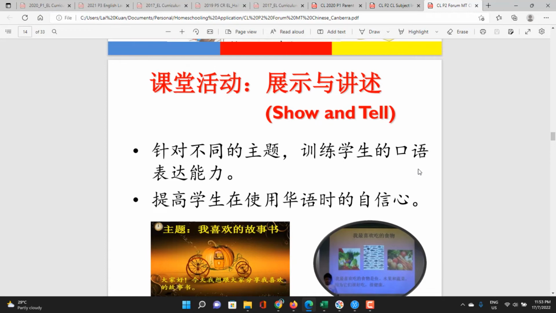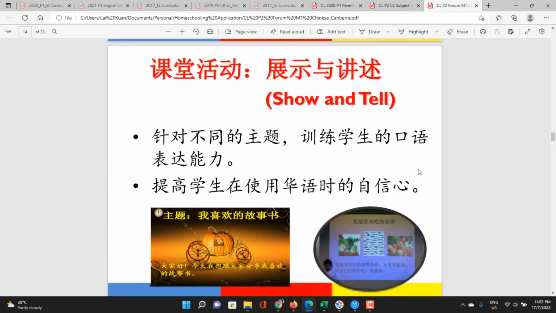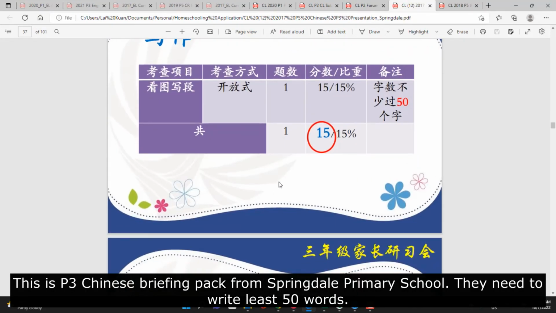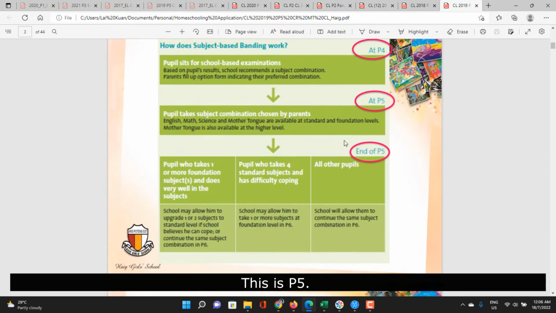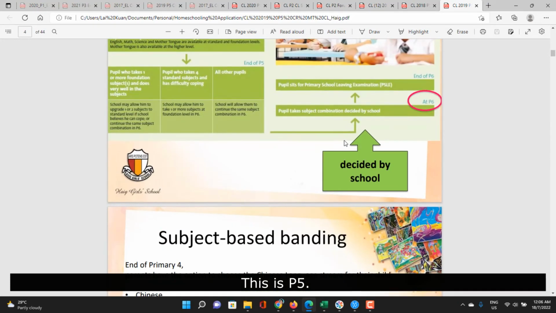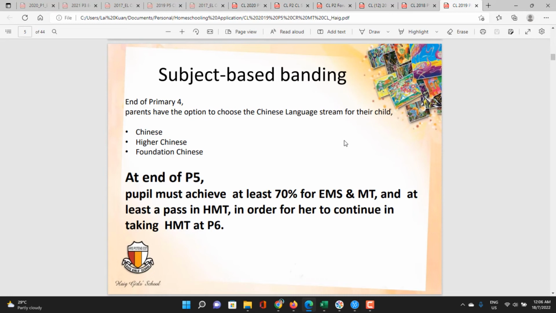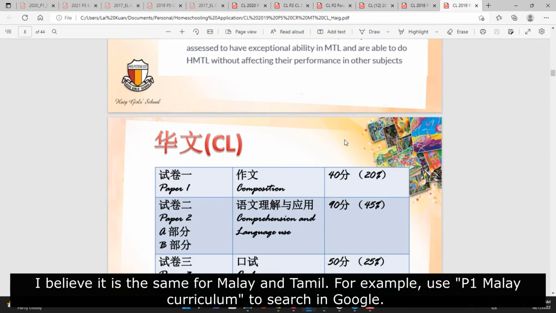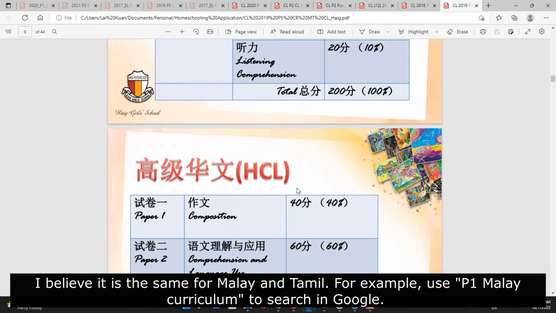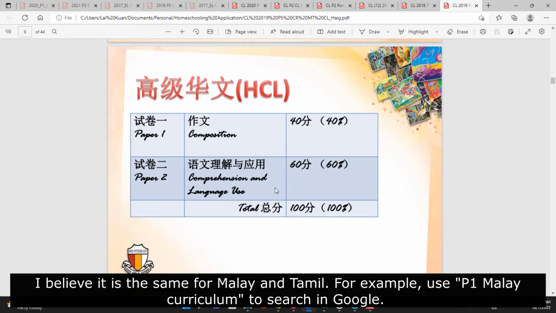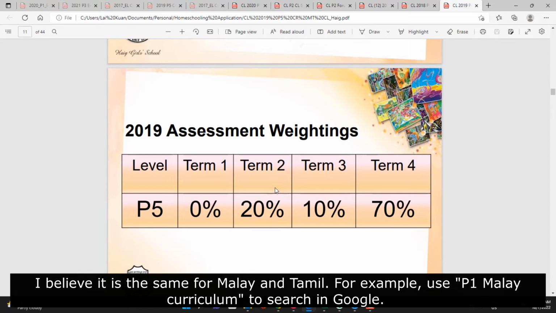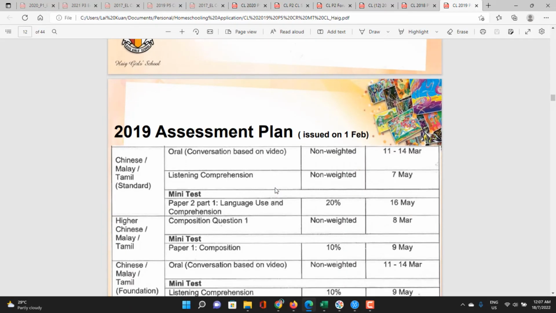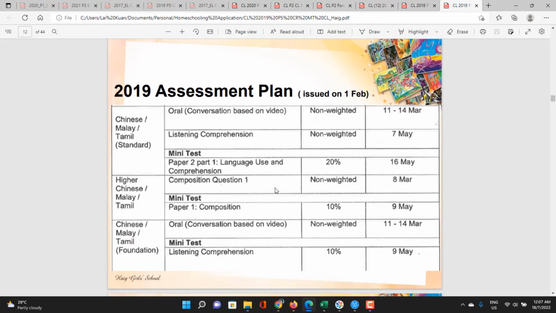See show and tell, right? This is P3. In P3, you have to write at least 50 words. This is primary 5. This is for Chinese. I believe it will be the same for Tamil and Malay. You just have to search accordingly, right? So let's say you use P1 Malay curriculum PDF as a search to kick off.